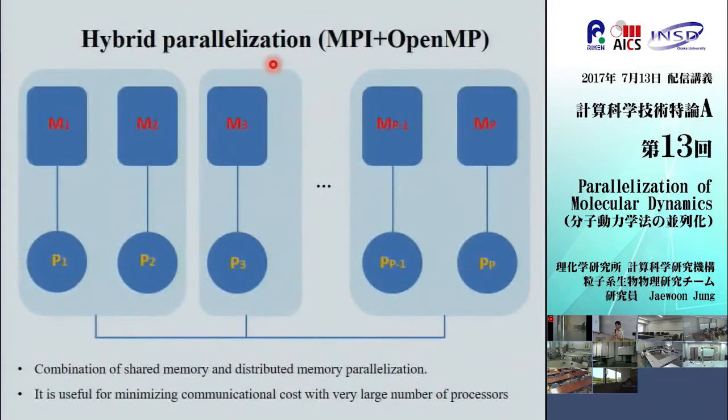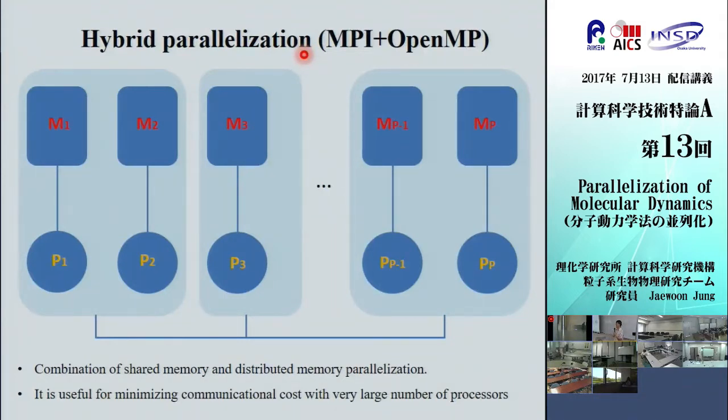Then why is this hybrid parallelization important? One of the reasons is to reduce the communication cost. Just think about there are 10 nodes, and each node consists of 16 cores. Then overall, there are 160 cores. If you just make use of MPI, you need communication among 160 cores. Then computational cost becomes very large, and in some cases, the communication latency is not negligible.